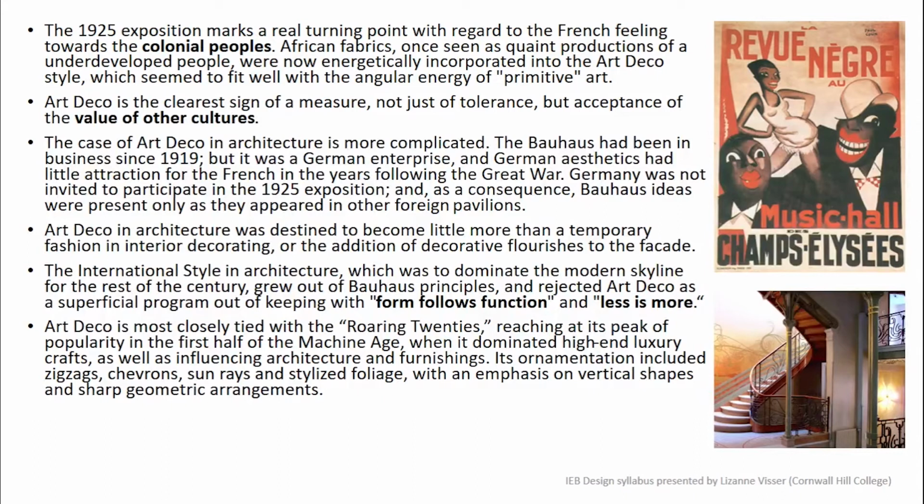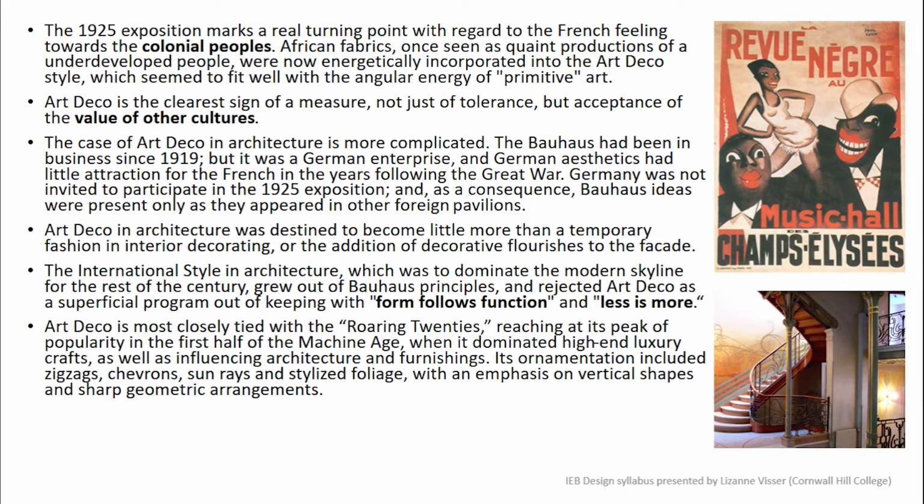The 1925 exposition marks a real turning point with regards to the French feeling towards colonial peoples. African fabrics, once seen as quaint productions of an underdeveloped people, were now energetically incorporated into the Art Deco style, which seemed to fit well with the angular energy of primitive art. Art Deco is the clearest sign of a measure, not just a tolerance, but acceptance of the values of other cultures. The case of Art Deco in architecture is more complicated.